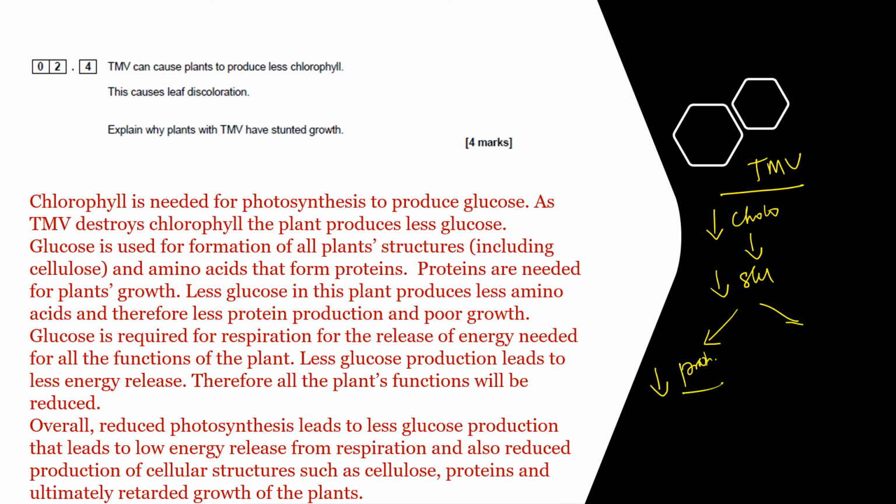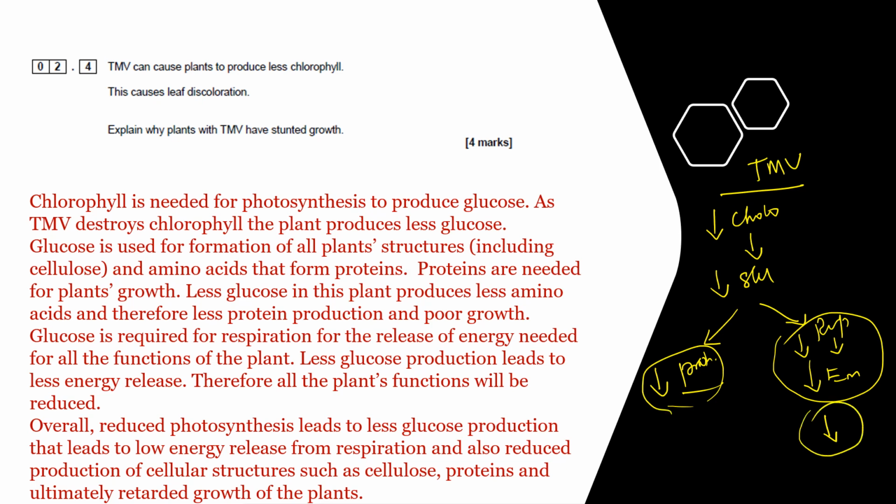In addition to that, glucose is necessary for respiration. That means energy production, so energy production is also less and respiration will be depressed. So that means all the functions of the plant will be suppressed. So as protein production is less and all the functions of the plant are suppressed, the plant's growth will be decreased or it will be stunted.